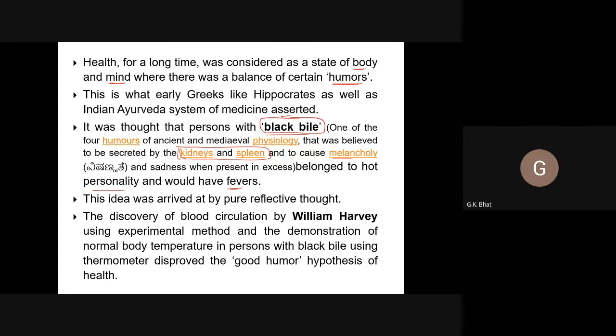The discovery of blood circulation by William Harvey. It's very important, always ask the question, who discovered blood circulation? William Harvey, using the experimental method and a demonstration of normal body temperature in a person with black bile. Normal body temperature, using the thermometer, disproved the humor hypothesis of health. Nothing like good humor, bad humor, good bile, white bile, black bile. No. William Harvey has made it very clear that there is nothing like that, there is no association between black bile and the fever.